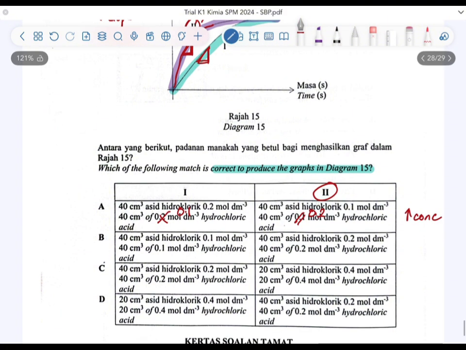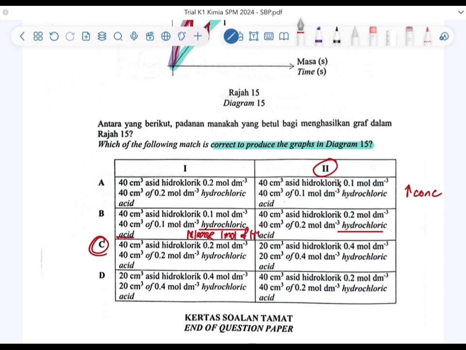So for B, 40 cm3 of the 0.1 mole per dm3 hydrochloric acid with the 40 cm3 of 0.2 mole of the hydrochloric acid. Okay, C. Let's look at C. And the correct answer is C, which is 40 cm3 of 0.2 mole. So the volume actually doesn't matter for the rate of reaction. The only thing is the concentration.